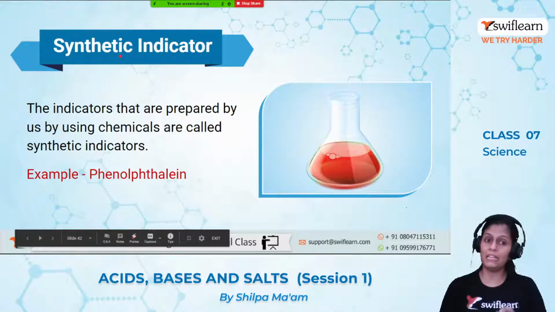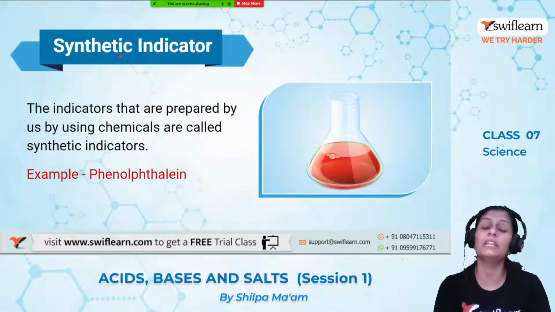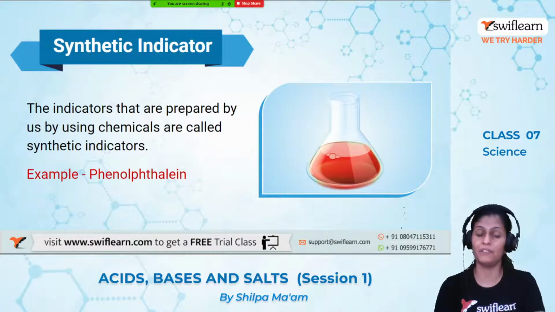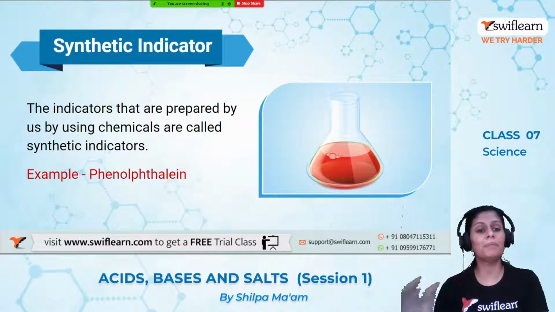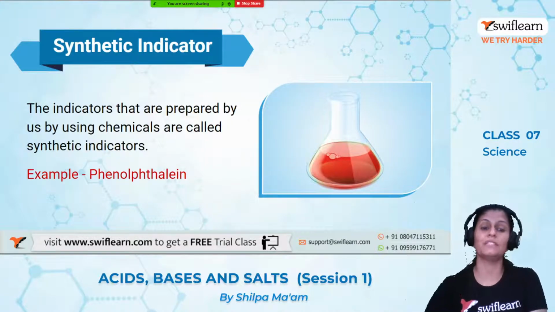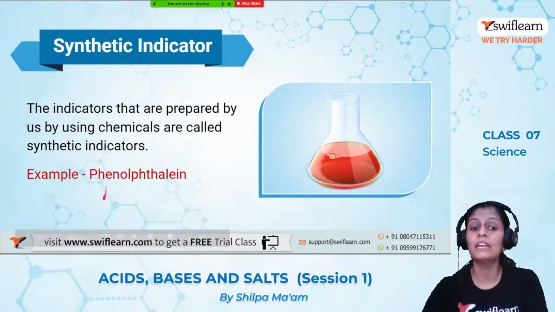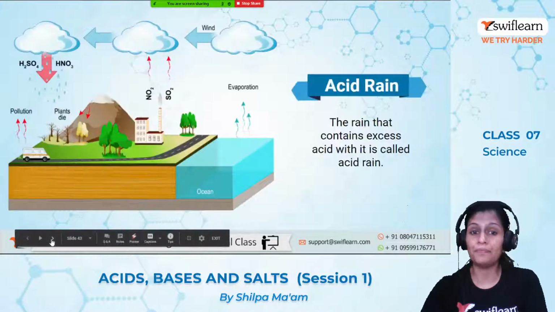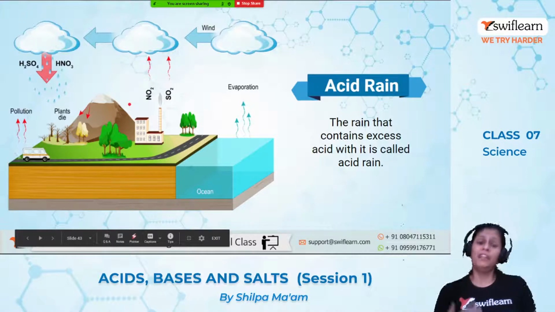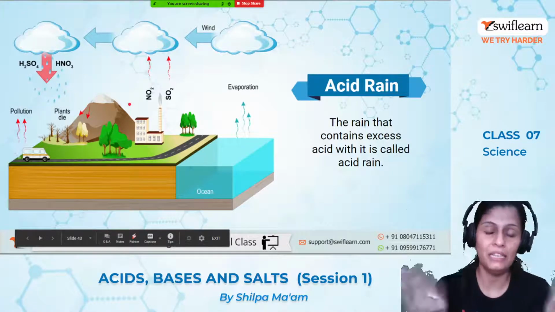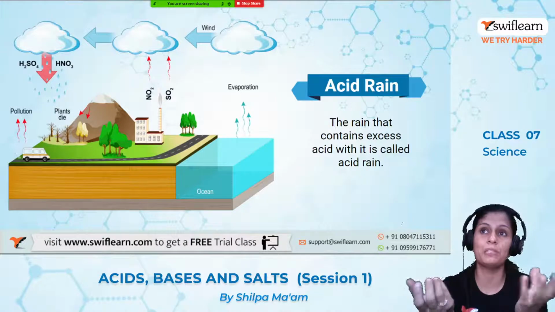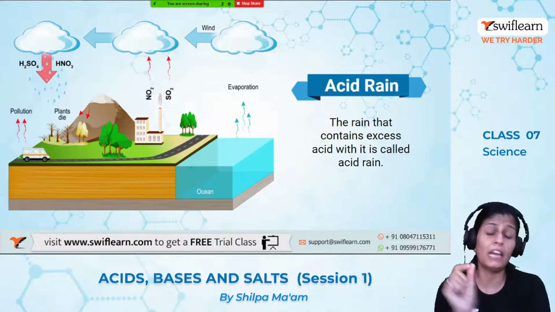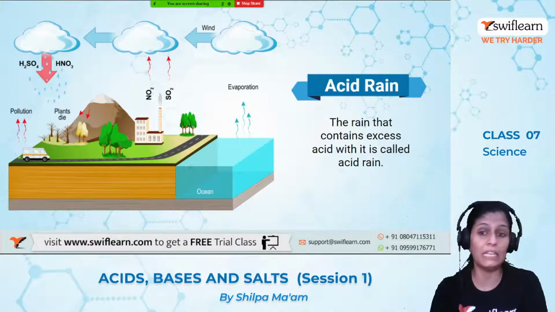Now, this is a synthetic indicator. We have done three indicators, that is litmus paper, turmeric, and the third one is what? China rose petals. Those are the natural indicators which are available. Now, some indicators are prepared by using chemicals also. That is why they are called synthetic indicators. An example of it is phenolphthalein. This is a synthetic indicator. Now, we have studied about acids and bases. We can check the nature of some substances, whether it is acid or base, by just tasting it, by just feeling it in our hand, or if not at all possible, then using the indicator.